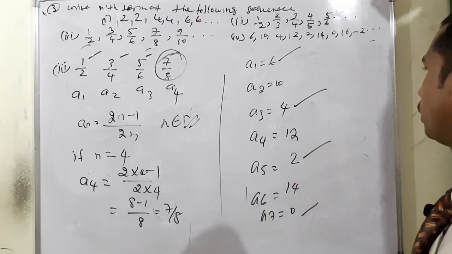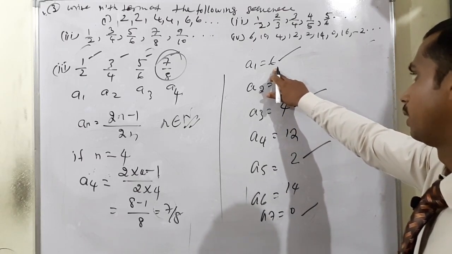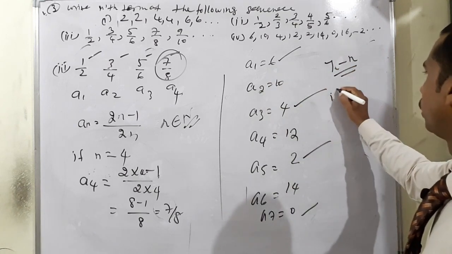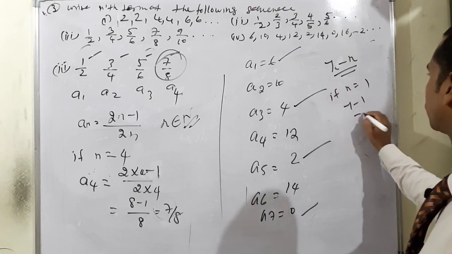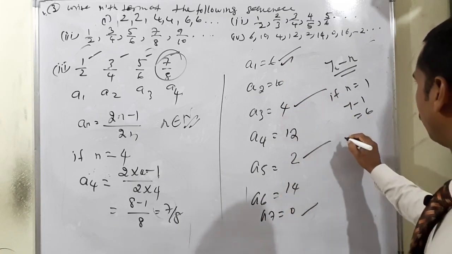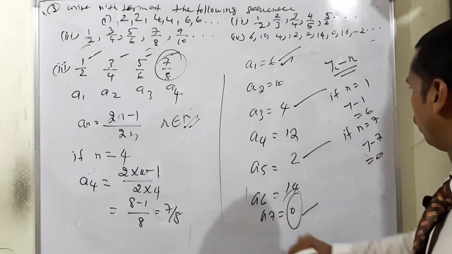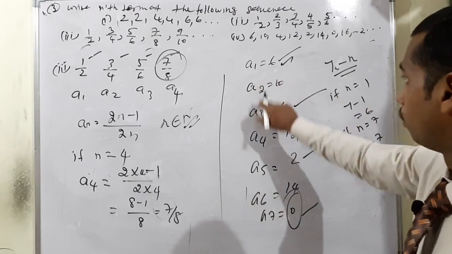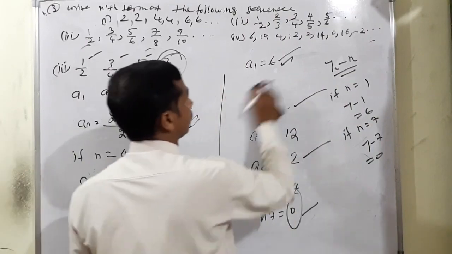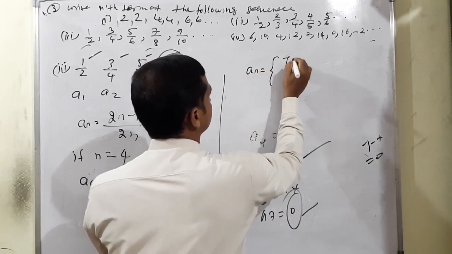So, decreasing means what the term will be? We have n equal to 7 means 7 minus 1 is equal to 6, isn't it? Therefore, 7 minus n. Look at that. If n is equal to 1, 7 minus 1 is equal to 6. See, 6. If n is equal to 7, definitely 7 minus 7 is equal to 0, proved. Therefore, for the first term, the odd positions, an is equal to 7 minus n if n is odd.